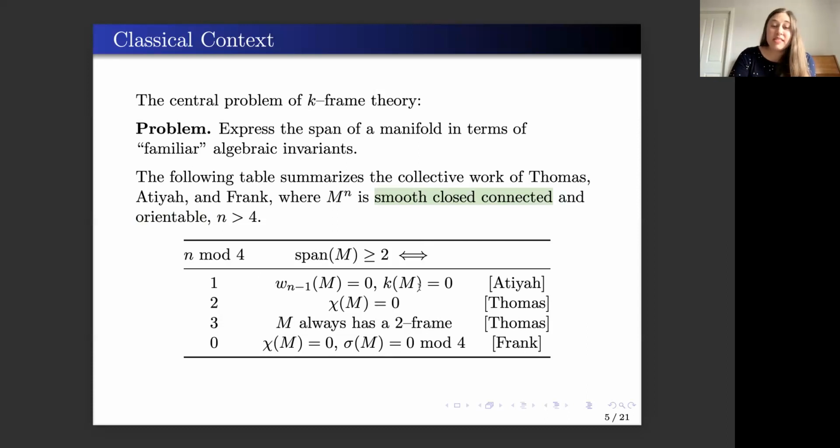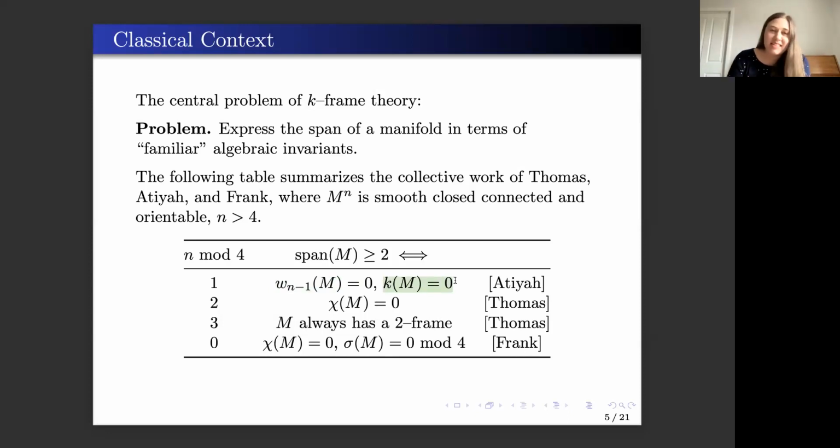If you focus in on the odd dimensional case, so when n is 1 mod 4 and when n is 3 mod 4, in that situation, for odd dimensional manifolds, the Euler characteristic is always 0. So by Hopf's theorem, we know that there exists at least one vector field on the manifold M. In the case n is 1 mod 4, we need the (n-1)st Stiefel-Whitney class to vanish, and we also need the real Kervaire semi-characteristic to vanish.